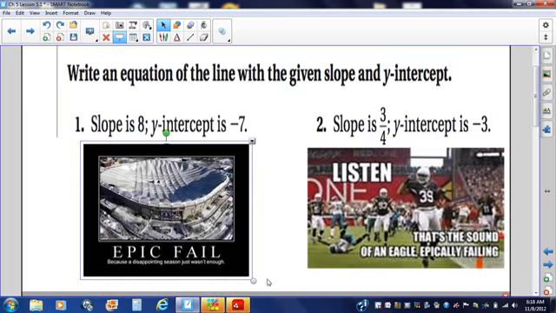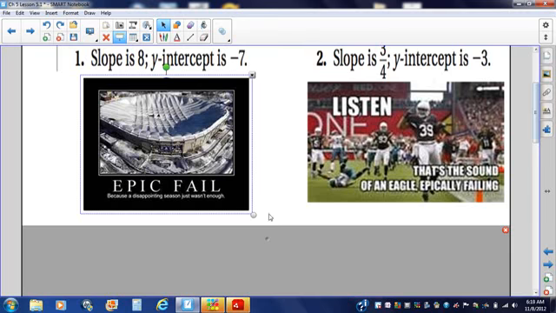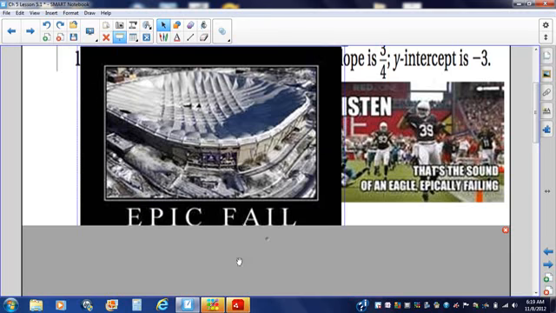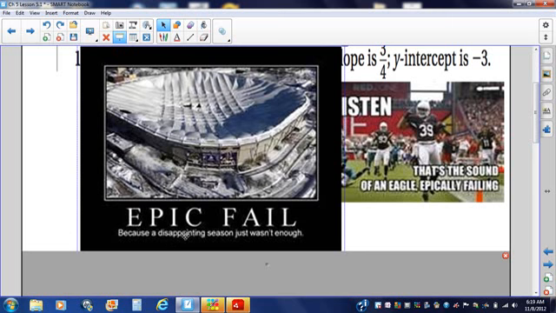Epic fail. What's that look like? That looks like the Vikings when all the snow made the roof fall in because a disappointing season just wasn't enough. Ouch.